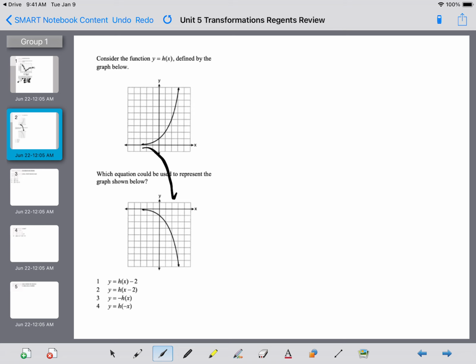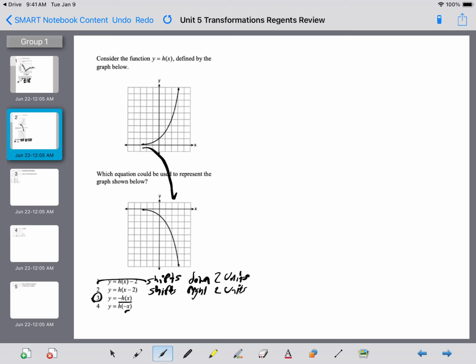So let's look at what we have. Option 1, that would be shifting down 2 units. Didn't do that. Option 2, shifts right 2 units. Option 3 negates your entire y value, your entire output. So that would reflect over the x-axis. Your answer would be option 3.